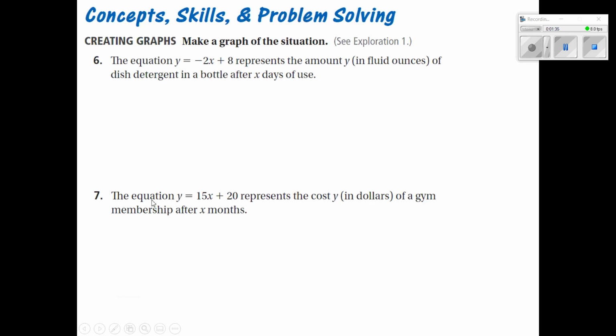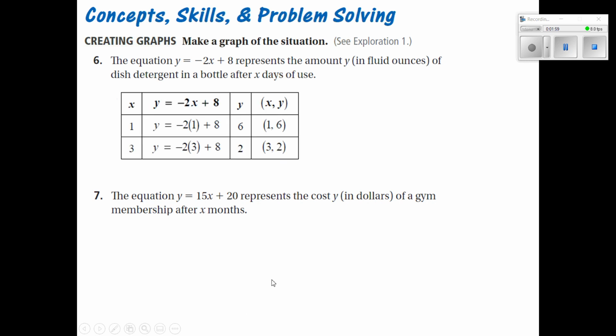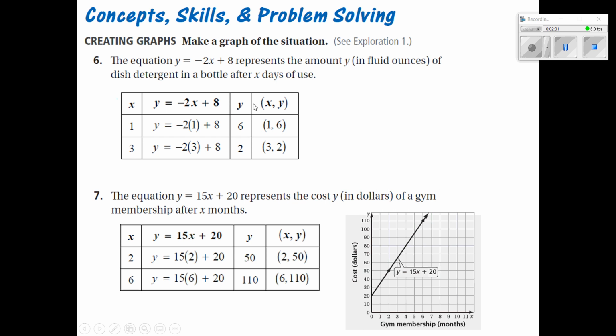Number 6 is yours. Number 7 says the equation y equals 15x plus 20 represents the cost in dollars at a gym after x months. And they want us to make a graph of the situation. On the graph, I'm going to start and put my line through 20 because that's my starting point. And I'm going to go up 15 and over 1, because as a fraction it'd be 15 over 1.